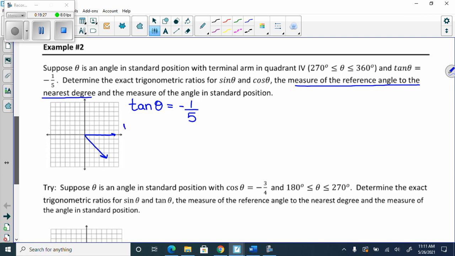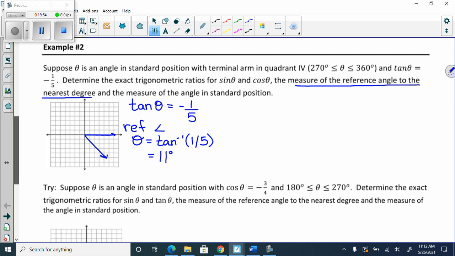So to get the reference angle, we're going to do theta equals tan neg 1 of 1 divided by 5. We always do the positive, right? It doesn't matter if it's negative or positive. To get the reference angle, we do the positive. What is that to the nearest whole number? 11? So we have the reference angle.